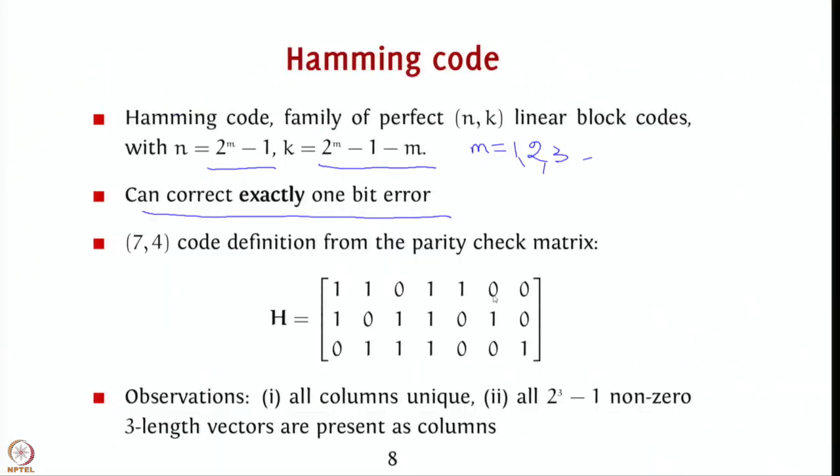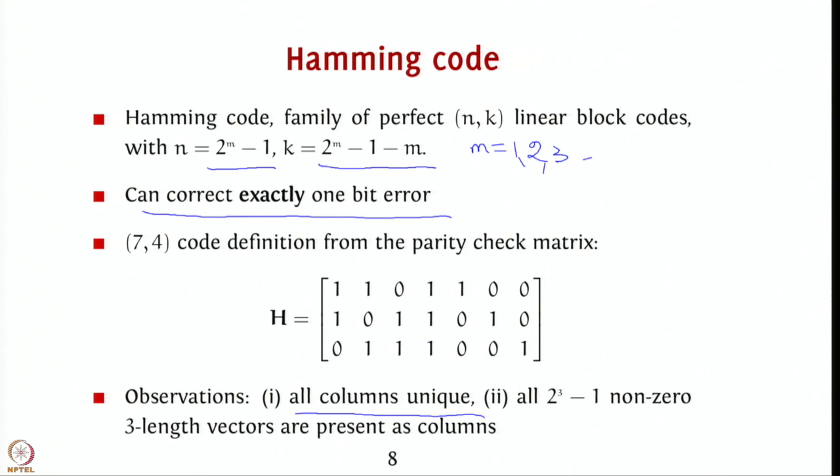Now coming back, all the columns are unique, and all the 2 power 3 minus 1 non-zero 3 length vectors are present as columns. Here, if you want to get a geometric idea, the first thing is multiplying it by zeros gives you 0, no problem. That is always true for any parity check matrix. But multiplying it by any one bit vector always results in basically a unique element.